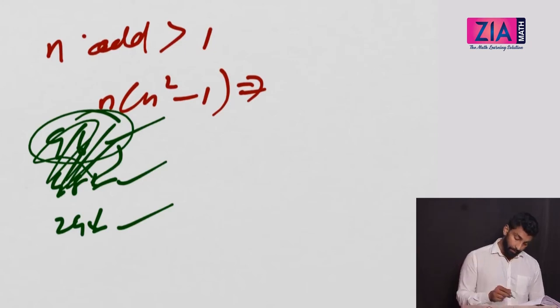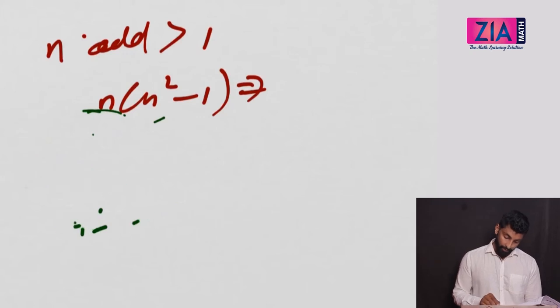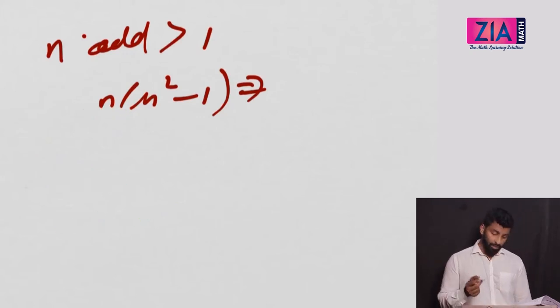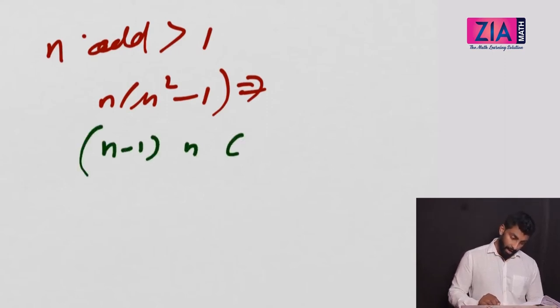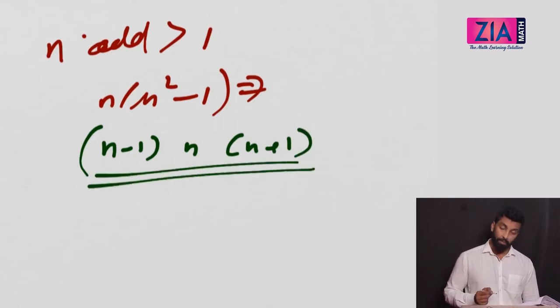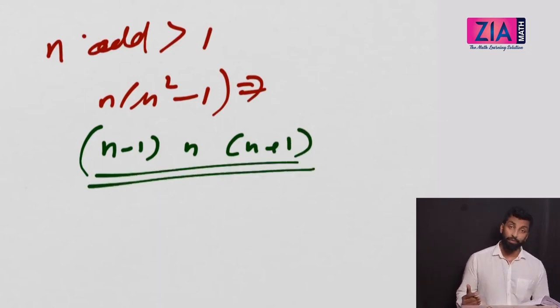So based on this, if you need to confine to two options, this is one way in which you can do it. Otherwise, how will you solve it? You will split this n square minus 1 as n plus 1 into n minus 1. Then you will write it as n minus 1, n and n plus 1. Now if you observe this, you understand that these are three consecutive natural numbers, right?